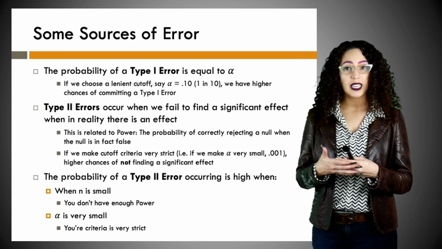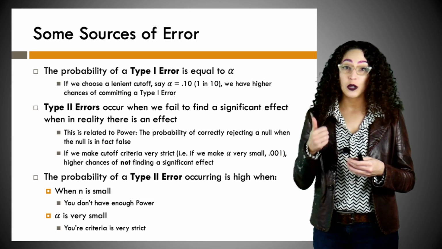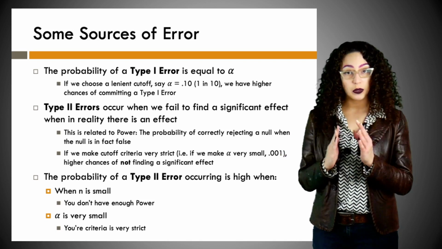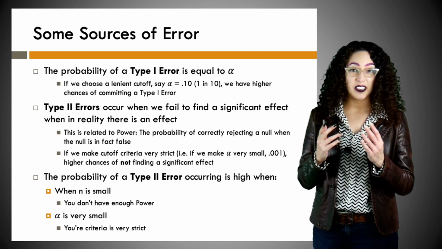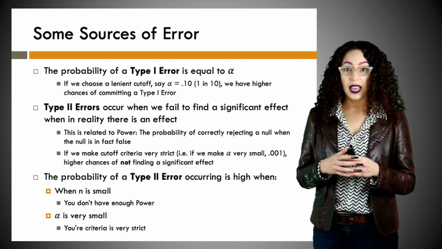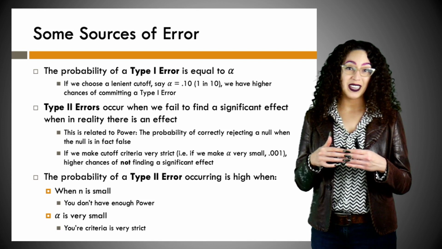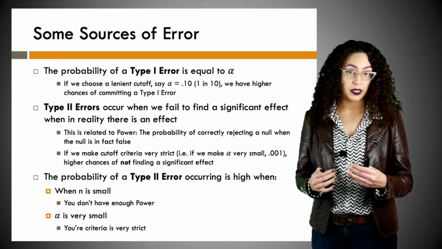Also, the probability of a type 2 error occurring is high when your n is small. Your sample size is really, really small. Maybe there's a lot of variability and just not enough power. And if your alpha is very small, meaning that your alpha level is really, really strict.